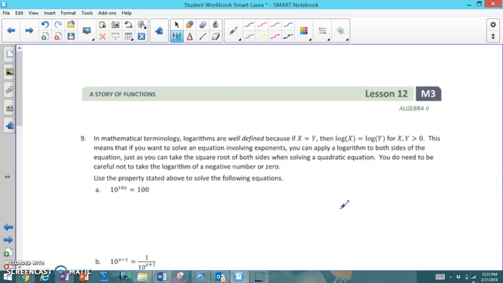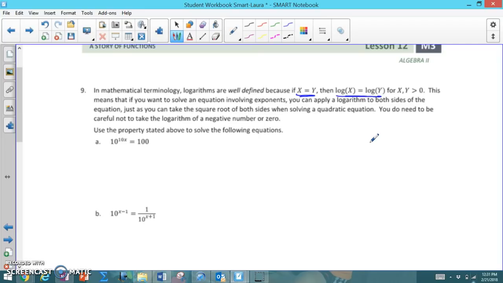Alright, last but not least, in mathematical terminology, logs are well defined. If x equals y, then log of x equals log of y. Really what we're seeing going from here to here is we just took the log of both sides, which follows a common rule of algebra. We can do anything we want as long as we do it to both sides. And we're going to use that property to solve the following equations.